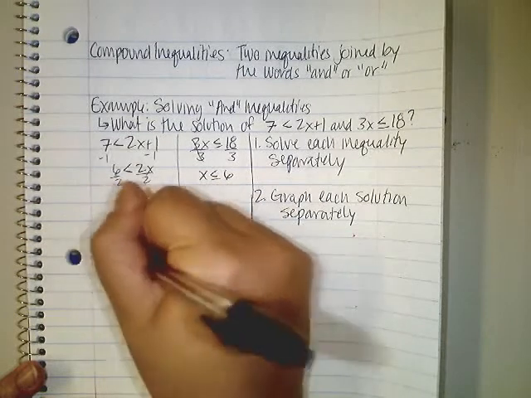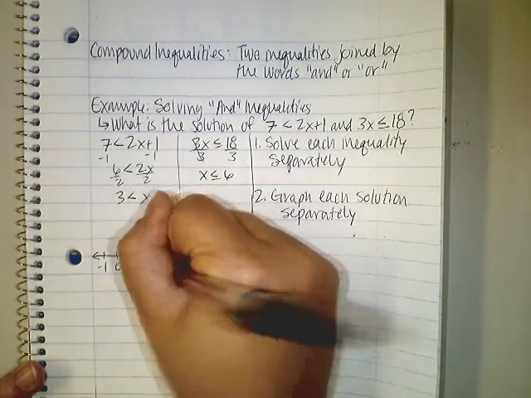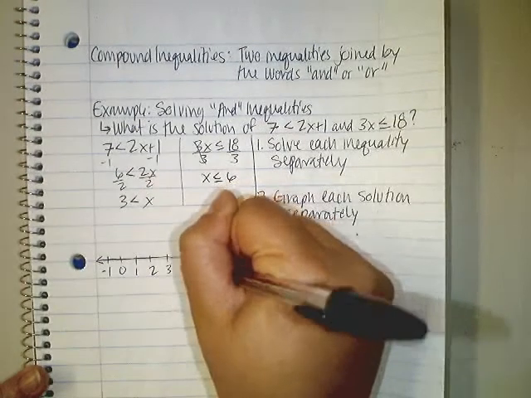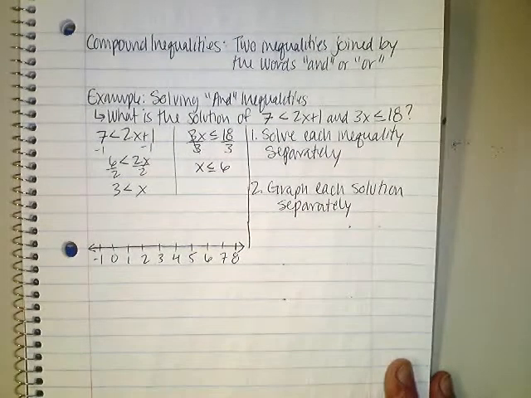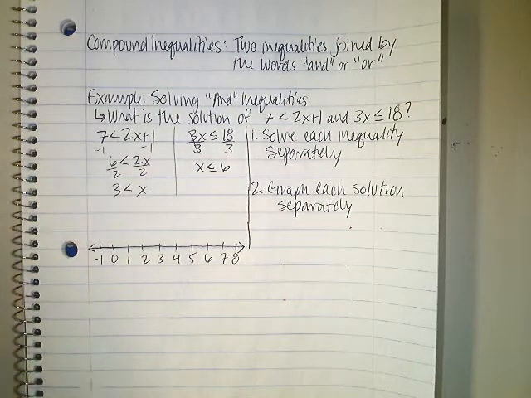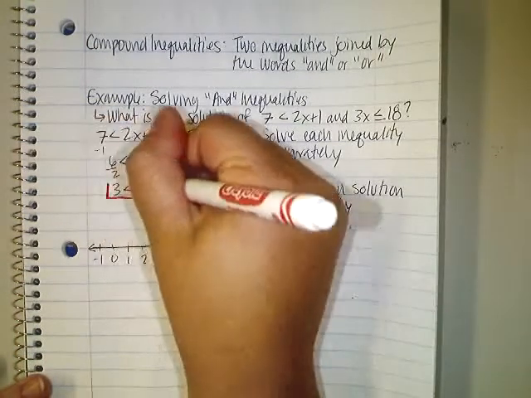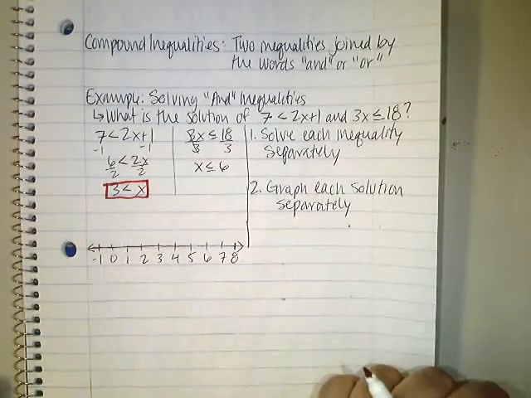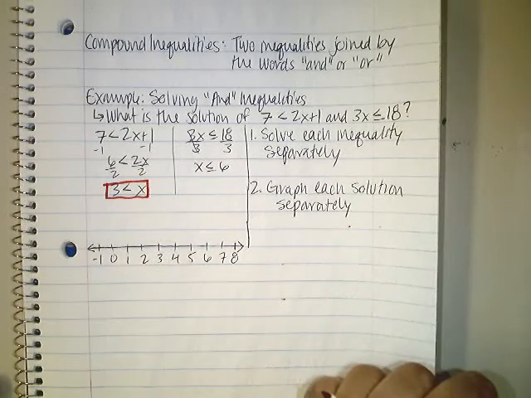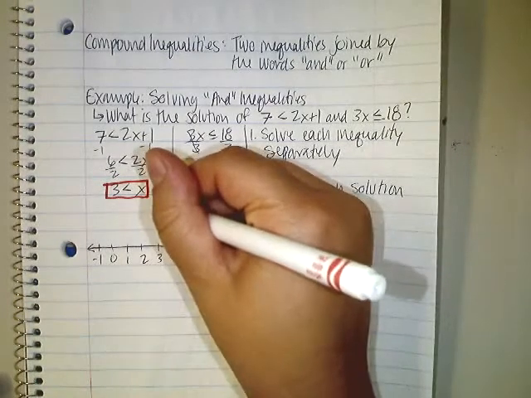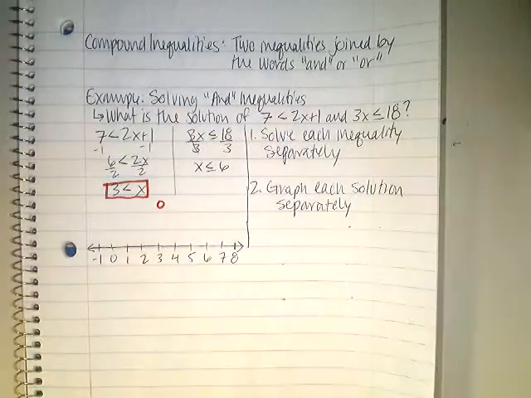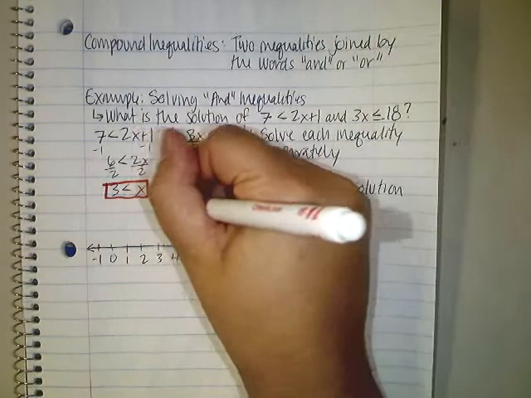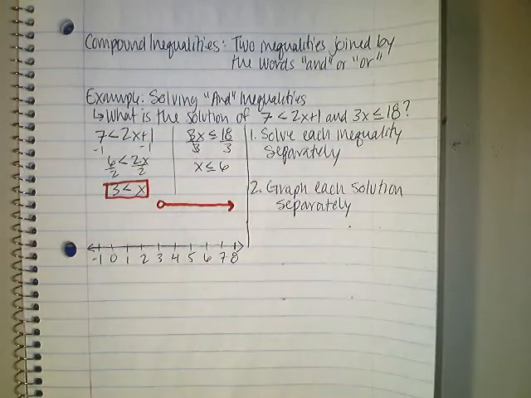So -1, 0, 1, 2, 3, 4, 5, 6, 7, 8. All right, so I went to 8. So just to graph them each separately, I'm going to do this section in red. So I know for that inequality, x is greater than 3. I'm going to leave some space so I can include all 3 inequalities without writing over each other, but since x is greater than 3, it's going to go in this direction towards the positives, and since it's not equal to, I leave an open circle.